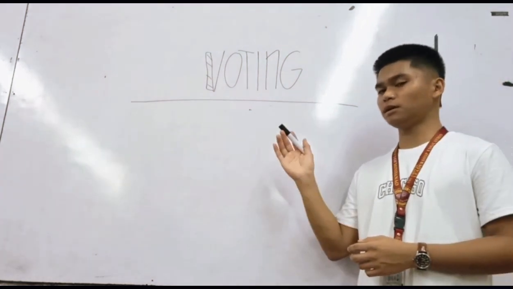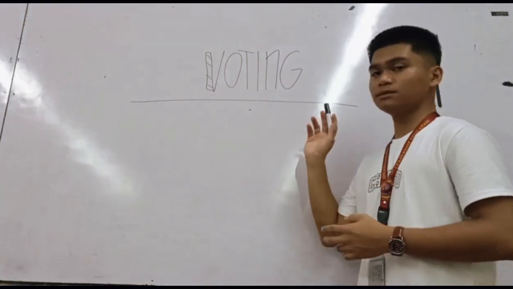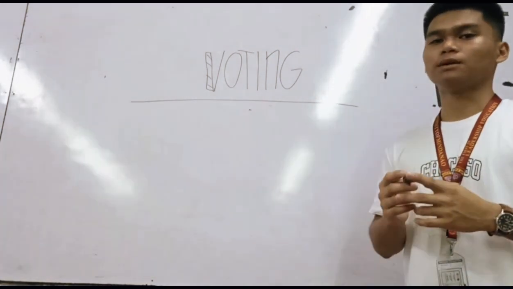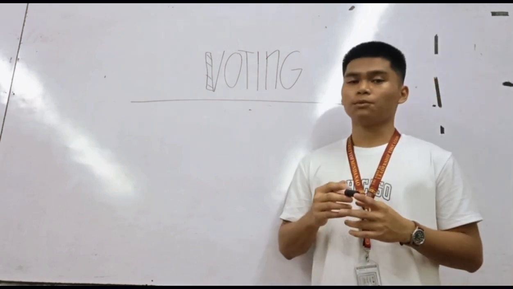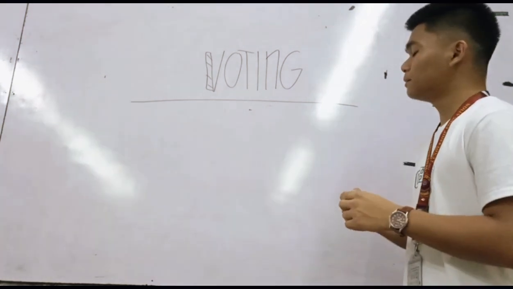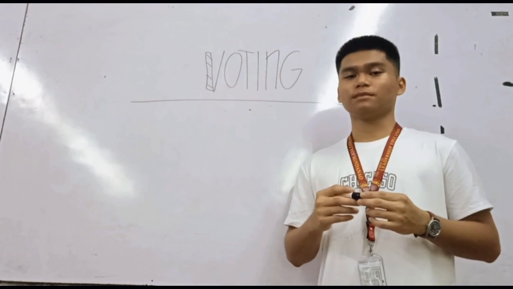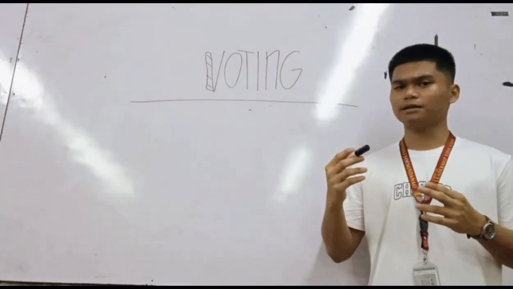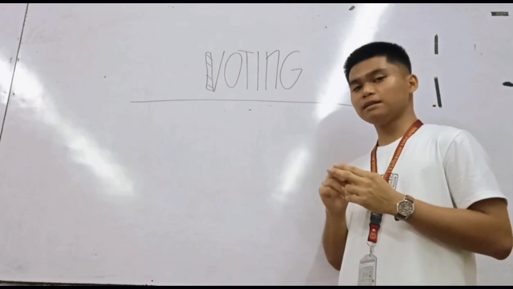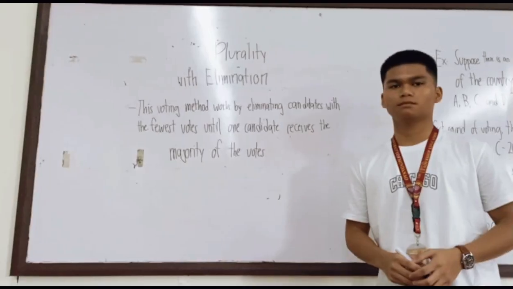Based on the earlier example, that's how voting works. Those kinds of examples are what we call the plurality method of voting, in which the candidate with the highest votes is considered the winner, even though the majority of the votes is not achieved. Next we will discuss our main topic, the plurality with elimination method of voting.